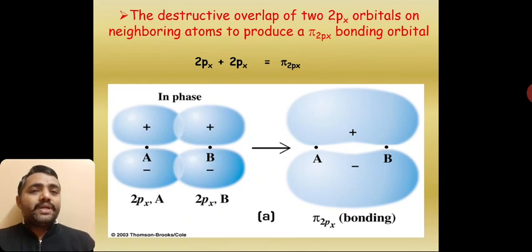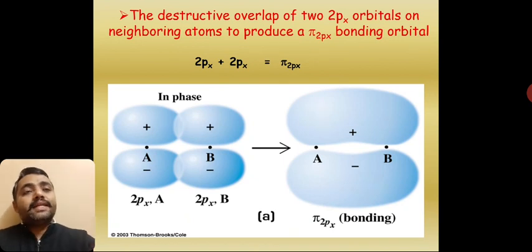Just look at the px orbitals: both are in the same phase, plus and minus, but the above line is plus plus and the below line is minus minus. Therefore it forms the pi 2px bonding molecular orbital.